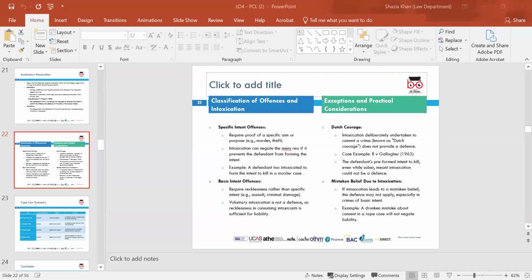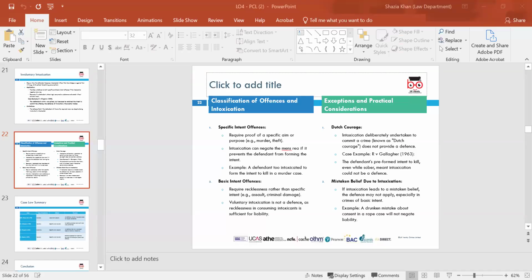The exceptions and practical considerations. The first one is Dutch courage. In criminal law, Dutch courage is when a person uses alcohol or drugs to commit a crime. The law states that someone is still liable for the crime, even if they were intoxicated at the time. The law assumes that someone who intends to commit a crime while sober and then gets drunk to carry it out still intended to commit the crime. For example, if someone plans to kill their spouse and then gets drunk to carry it out, they cannot use intoxication as a defence.